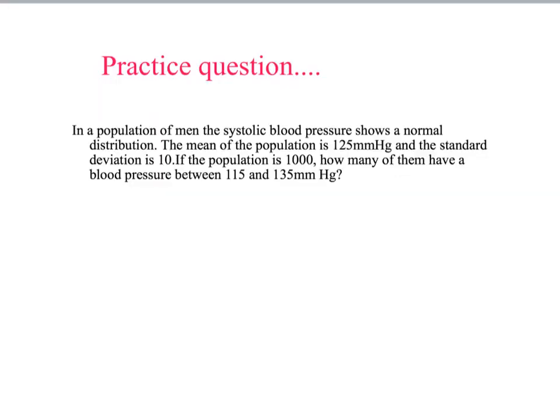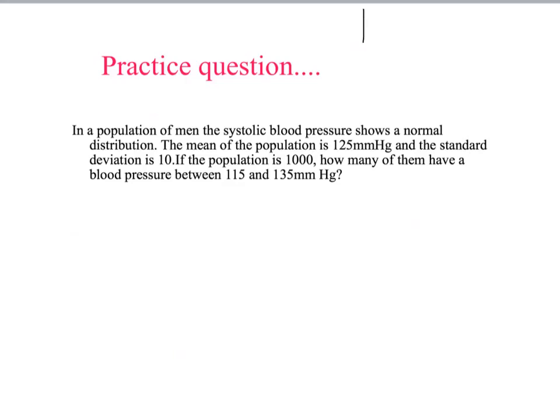Here's a final example of a question that I give my students. It doesn't really require very much in terms of calculation, just an understanding of the graph that I talked about earlier in the video. So let's have a look. It says, in a population of men, the systolic blood pressure, and that's blood pressure upon heart contracting, shows normal distribution.